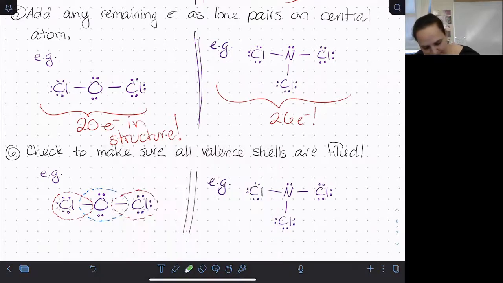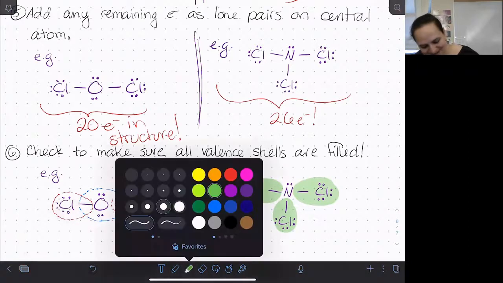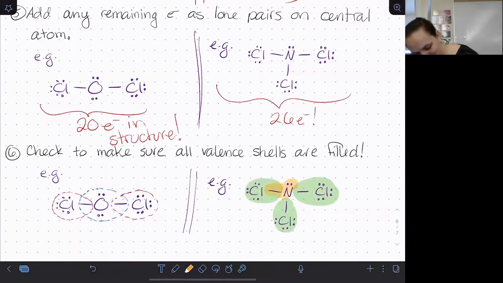So the chlorines have their 3 lone pairs plus the bonding electrons. Try and keep this as neat as I can. The nitrogen has its one non-bonding pair, plus it has access to all 3 of those bonding pairs. So our chlorines have 6 non-bonding plus 2 bonding for a total of 8 each. Our nitrogen has 2 non-bonding plus 6 bonding for a total of 8. So all of these atoms do have filled octets. So this structure is complete and correct as well.